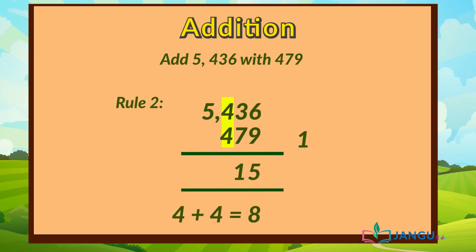4 plus 4 equals 8. Remember we carried 1 over from the last place value, so we add it to this 8 which makes 9. We write down 9. 5 plus 0 equals 5. So 5,436 plus 479 equals 5,915. So we have talked about addition so far.